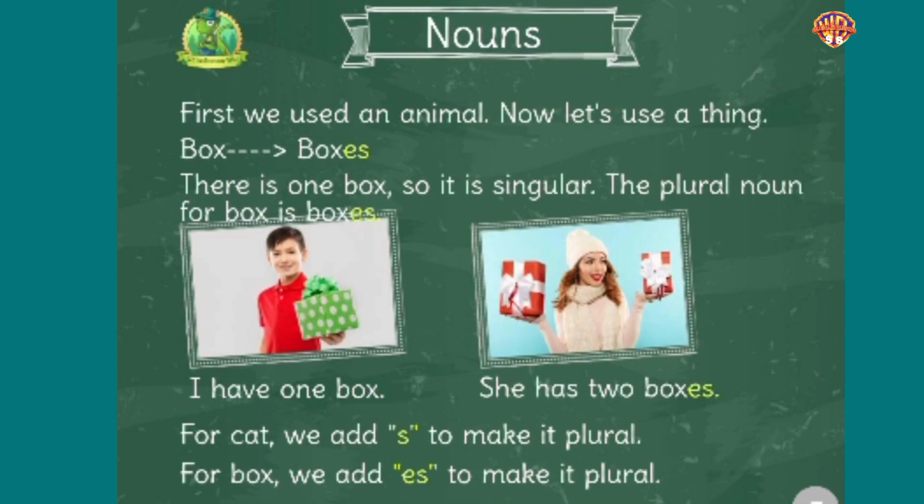Nouns. First, we used an animal. Now, let's use a thing. Box, boxes. There is one box, so it is singular. The plural noun for box is boxes. I have one box. She has two boxes. For cat, we add S to make it plural. For box, we add ES to make it plural.